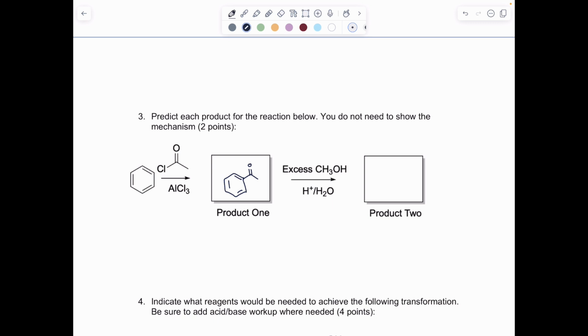And then in the presence of excess methanol, we're going to have the acetal reaction happen because this is acid catalyzed. So with excess methanol, we're going to have this product. Oh, don't forget the double bonds.